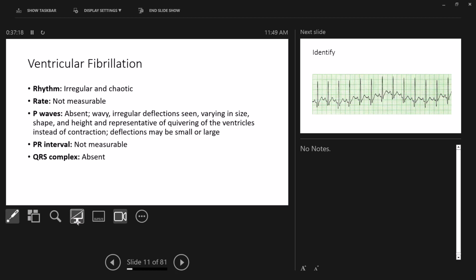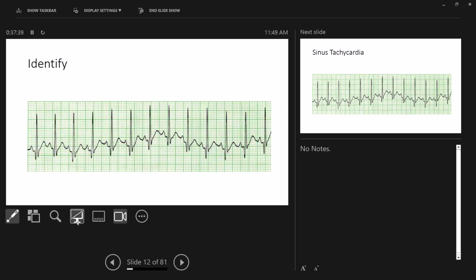The difference between torsades and VFib is, number one, you can see QRS complexes. They're wide, they're tall, and they're bizarre looking. But with VFib, all you see is a little squiggly line down at the bottom. Okay. All right.